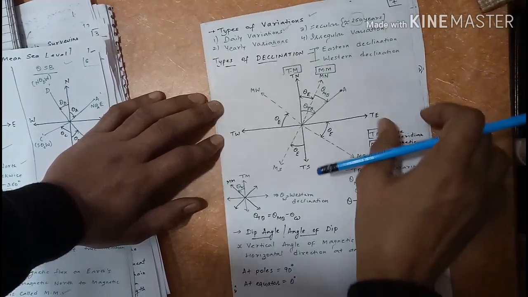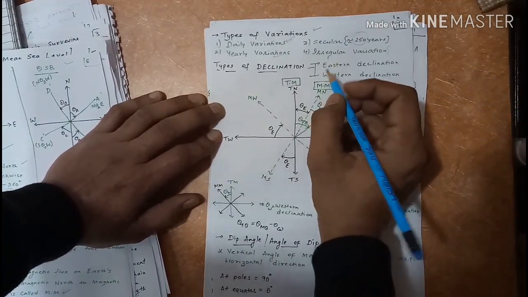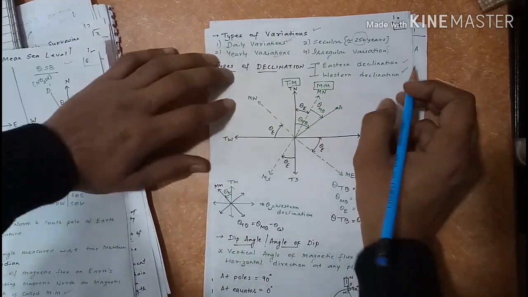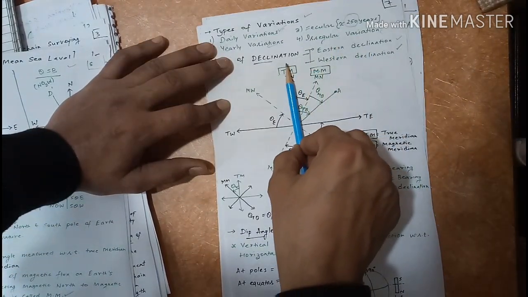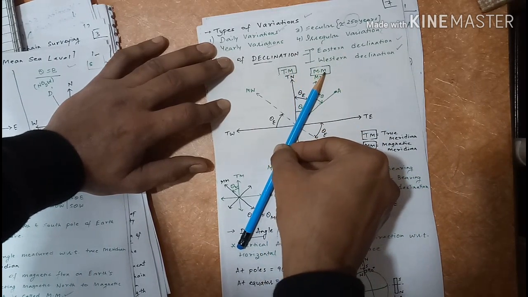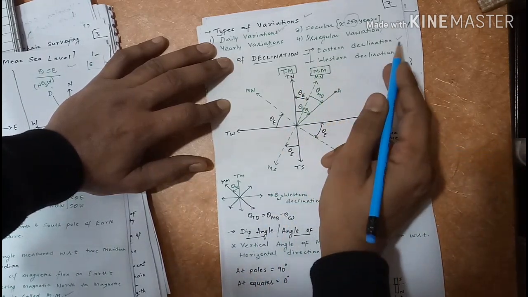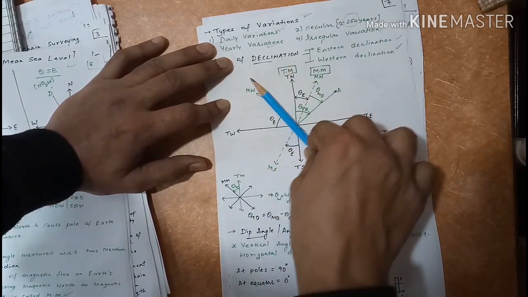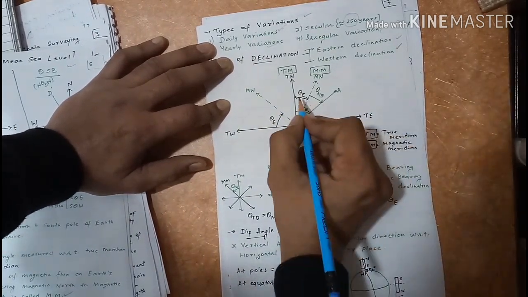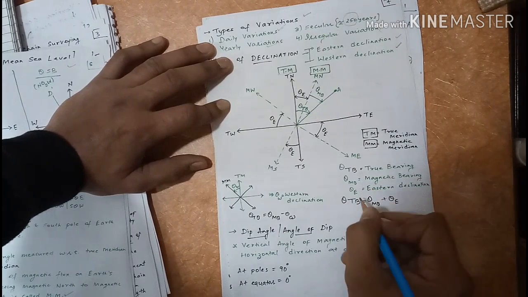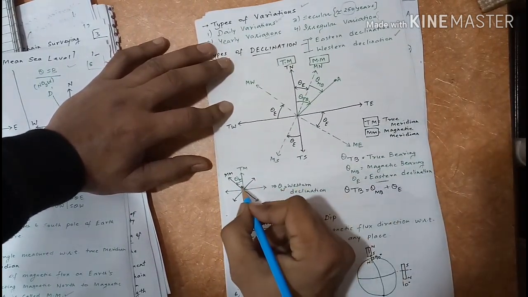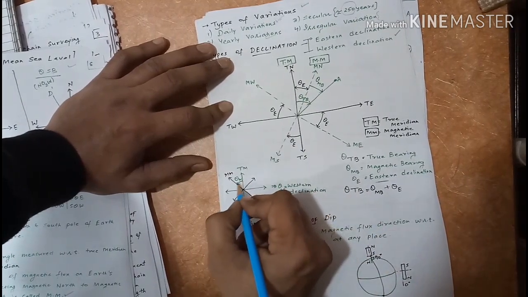Types of declination: eastern declination and western declination. Eastern declination is when the magnetic meridian shifts to the east of the true meridian. If it shifts to the west side, it will be western declination. Like here, theta E is the eastern declination. This is the western declination, theta W.